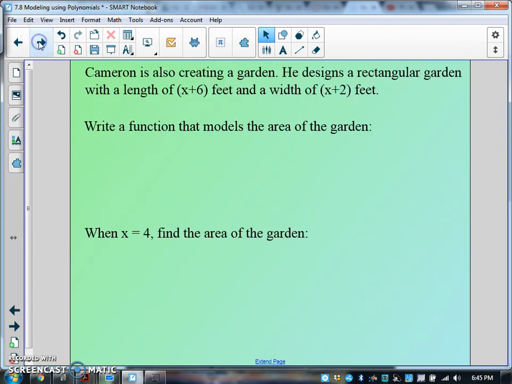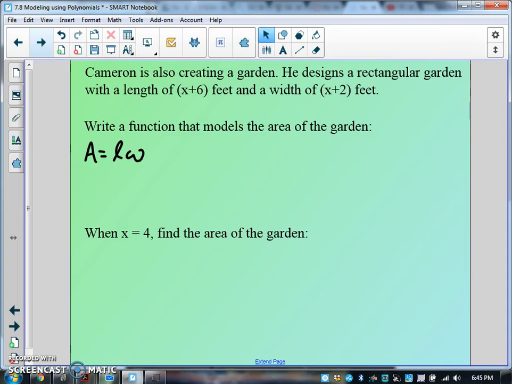Let's go on to our final example. Cameron is also creating a garden. He designs a rectangular garden with a length of x plus 6 feet and a width of x plus 2 feet. We're going to write a function that models the area of the garden. Again, our area is just equal to length times width.